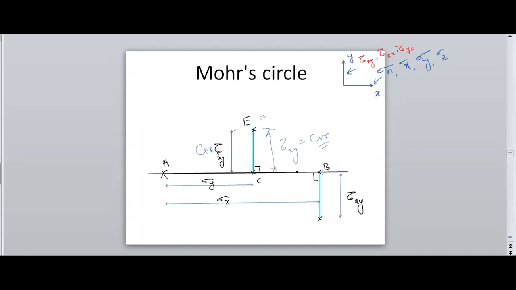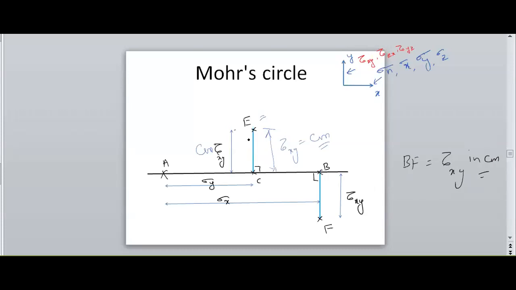Now, from B, I need to draw again the tau xy towards the downside, and I need to keep the point as F, whose height of BF distance is tau xy in centimeters, with a scale factor.